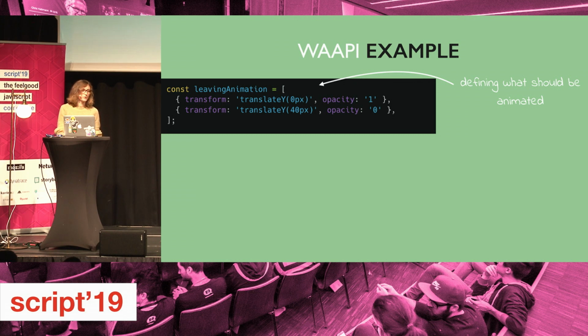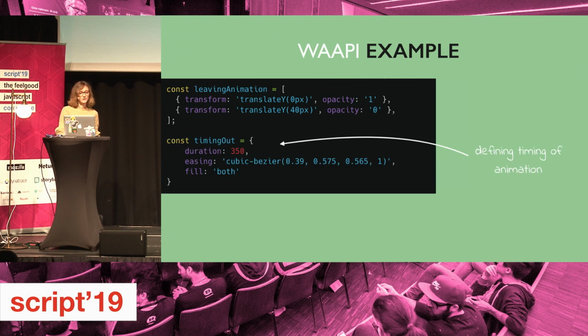So in the example you saw in the beginning with the little app, I'm defining a leaving animation where I'm animating the transform translate y. So I'm moving something on the y-axis, and the opacity. I have 0% translate 0 and opacity 1, and then when it's leaving, it's translating 40 pixels and becoming invisible. Then the second part is defining the timing.